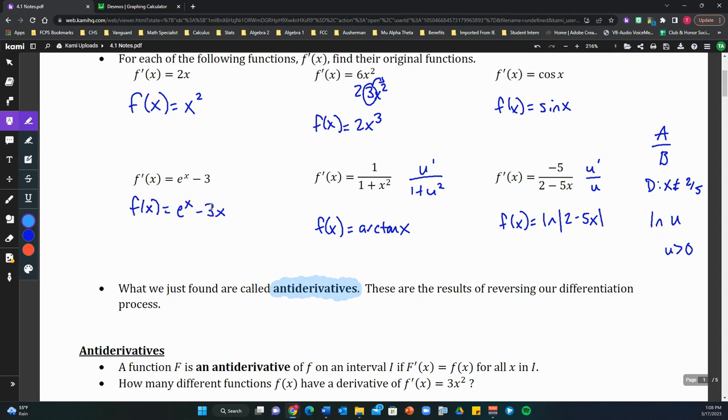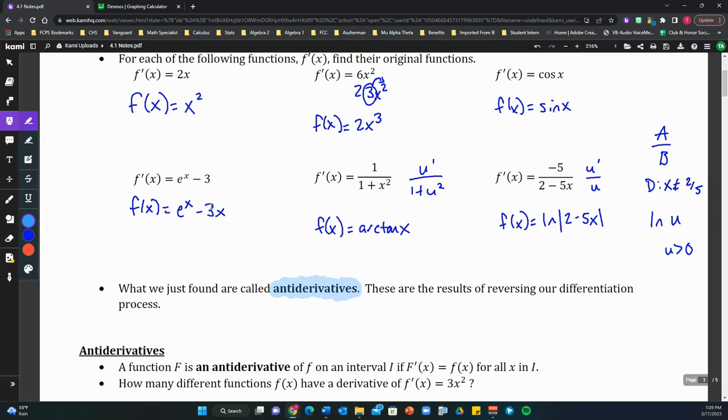So that's the name of the process, antidifferentiation, but notationally, we still have our prime notation and our dy dx stuff. So another way of expressing that we went backwards is changing the name of the function. So if f prime is the name of the function to start, when I go backwards, we use just regular f of x.